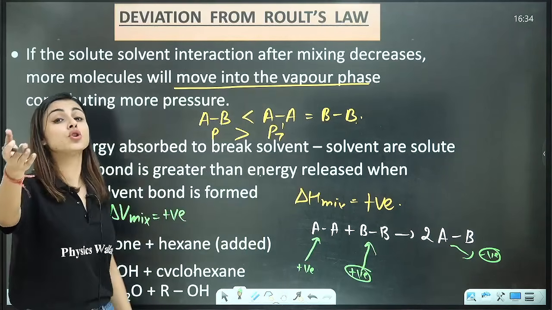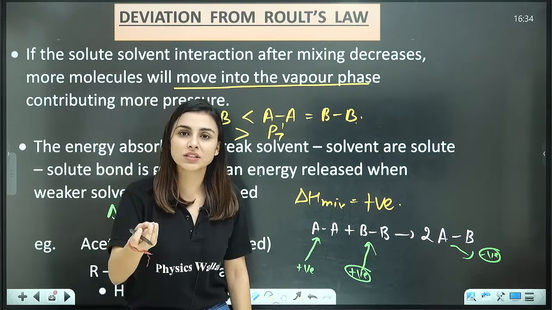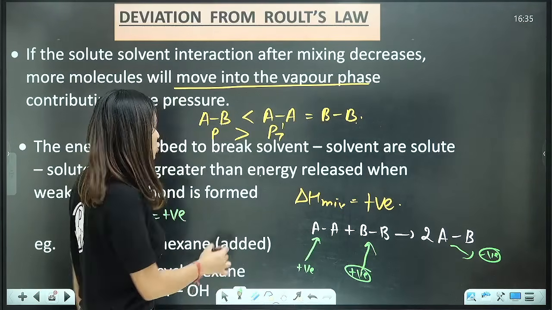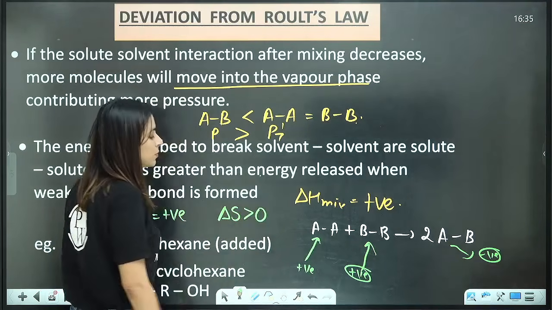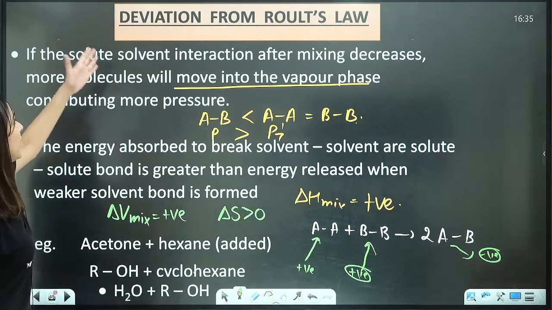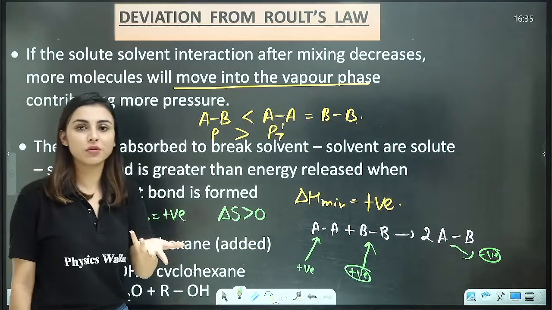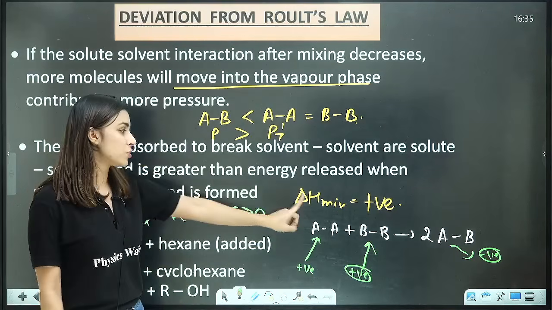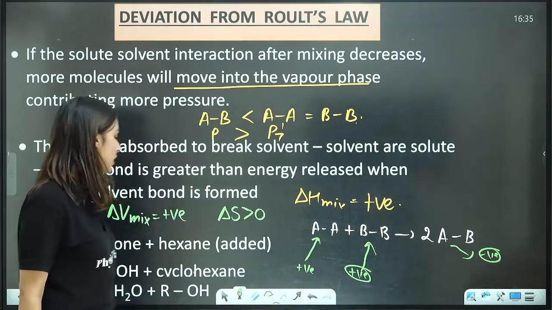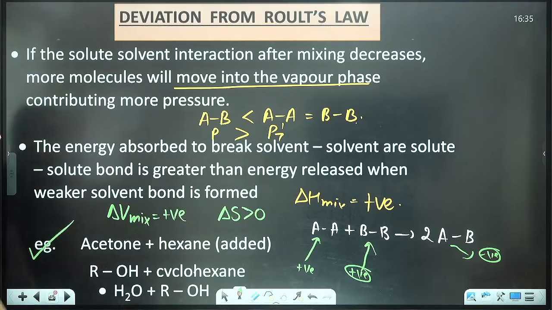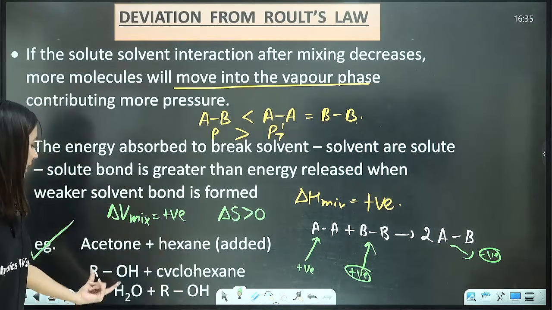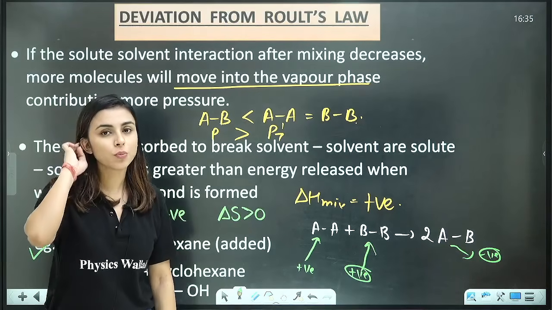And if you talk about the entropy, beta, entropy is always positive because after mixing there will be randomness. Before mixing there will be no randomness. So delta S will always be a positive value. So for a positive deviation from ideal solution, you will have delta H mixing positive, delta V mixing positive, and delta S is always positive, right? Here are some examples which you need to understand. Acetone and hexane, ROH and cyclohexane, and H2O and ROH. I hope you understand this.